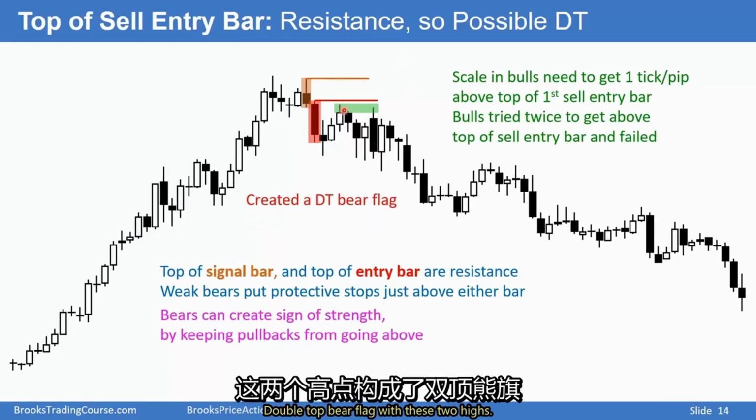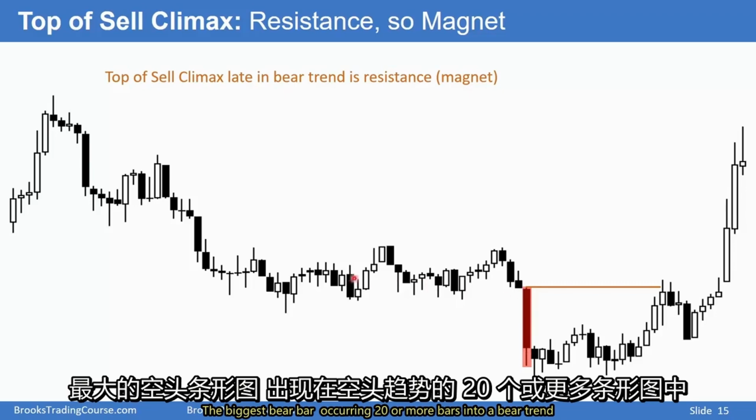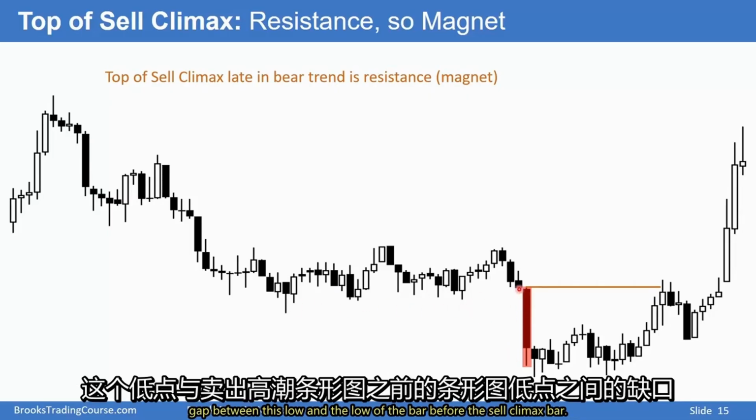Double top bear flag with these two highs. The biggest bear bar occurring 20 or more bars into a bear trend, more likely an exhaustion gap. Gap between this low and any of these lows, gap between this low and the low of the bar before the sell climax bar.